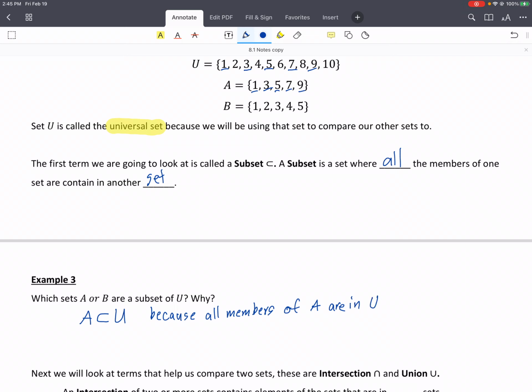Okay, now we've got to look at B, see if B is a subset. B is all the numbers 1 through 5: 1, 2, 3, 4, 5, and all of those are in U, so we would also say that B is a subset of U. And we would say it for the same reason, because all the members of B are in U. Okay, so that's a subset. A subset is where all the members of one set are in another set.